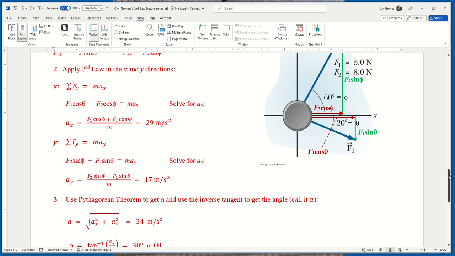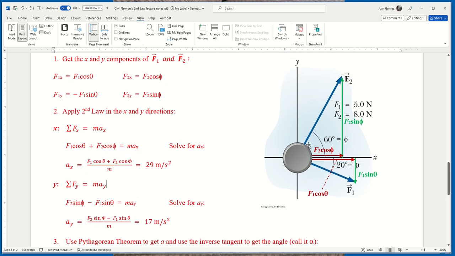Now let's resolve F2 into its components. Here the angle is phi, which we know is 60. The y component of F2 is F2 sine phi. And because F2 is in Q1, that y component is positive. What's the x component of F2? It's F2 cosine phi, this red vector right here. They're both positive. Why? Just look at the figure. F2 is in Q1, so any vector in Q1 has positive x and y components.